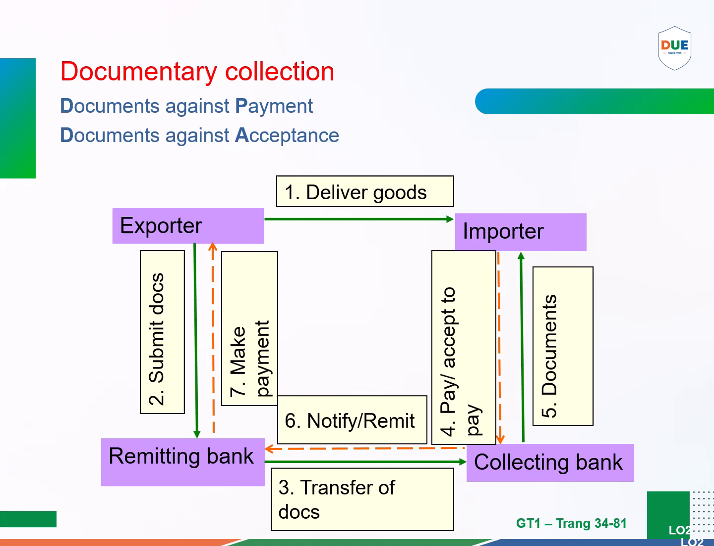Compared to a clean collection, documentary collection better protects the seller's interest as the bank retains the shipping documents as a control tool. However, it still carries the risk that the buyer may refuse payment or refuse to accept the draft, so this method is usually applied when the parties have an established and reasonably trusted business relationship.